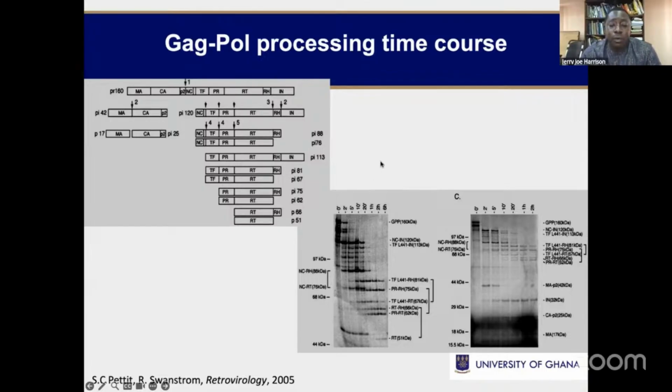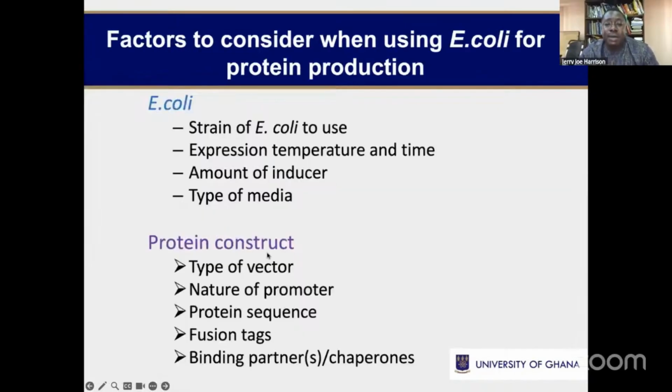And so we went to work and also began working on the Pol portion of the polyprotein to see whether it was going to be amenable to structural studies. Because I was working in E. coli, again, these are just reminders for people. If you want to express proteins in E. coli, these are some of the things that you want to look at: what strain, temperature, the amount of inducer, IPTG or arabinose, whatever your inducer is, and then the type of media you're going to use.